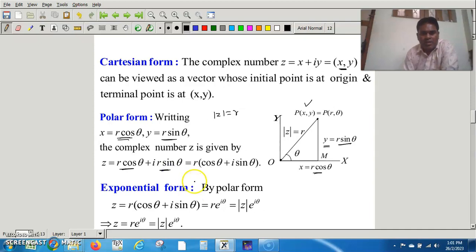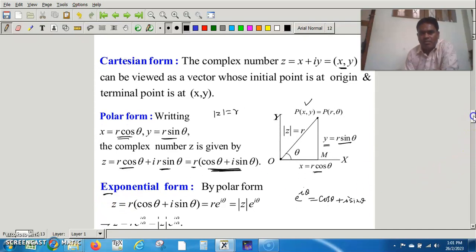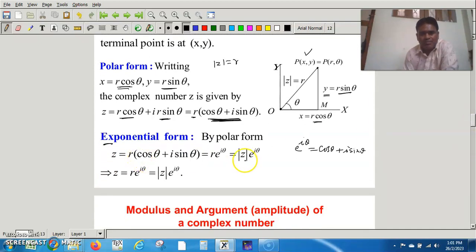plus i r sin theta. If you take r out, you will be able to write this in exponential form, because e to the power i theta is a very famous result, equal to cos theta plus i sin theta. So further we can write it as e to the power i theta. In exponential form, the complex number z can be written as r times e to the power i theta, where r is the modulus. So we can replace this r by mod of z.